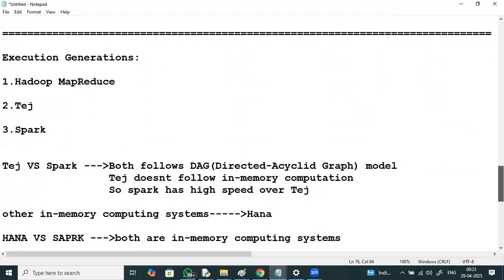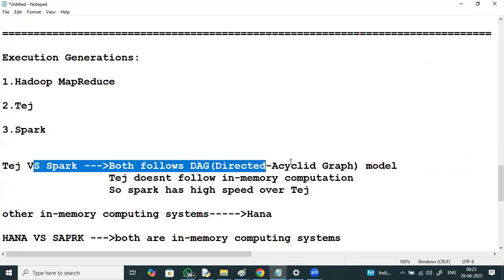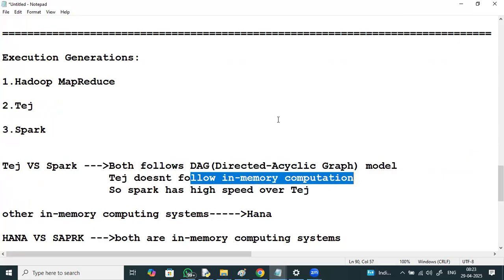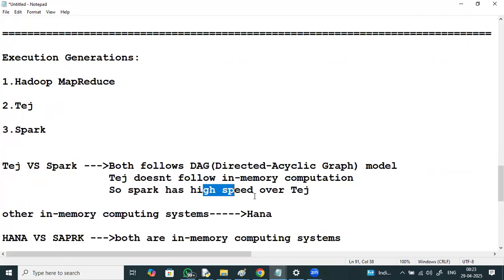Execution generations: we have Tez and Spark. Both follow a directed acyclic graph model. Tez doesn't follow in-memory computation, but Spark follows in-memory computation. So Spark has high speed over Tez.